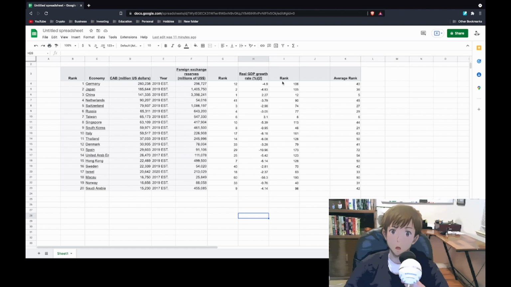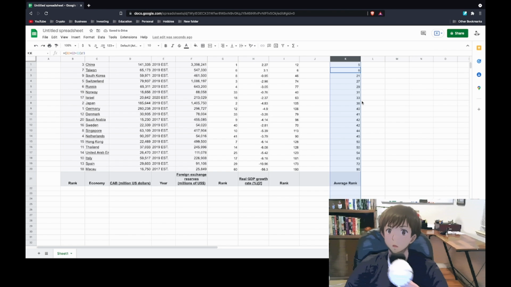And the same concept is applied to the real GDP growth rate. So basically what we did, we can look at the math really quick. We just added up those three columns and divided by 3 to get the average. So let's sort this by the average rankings of those three metrics.